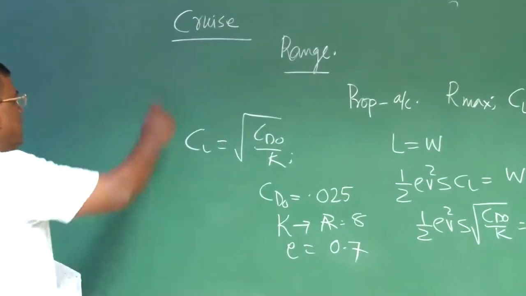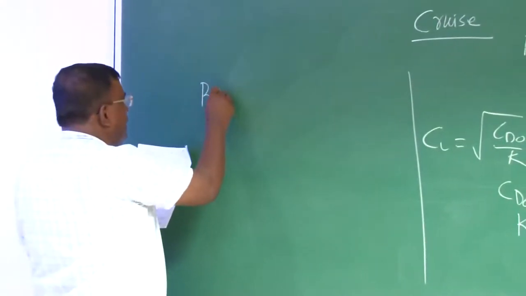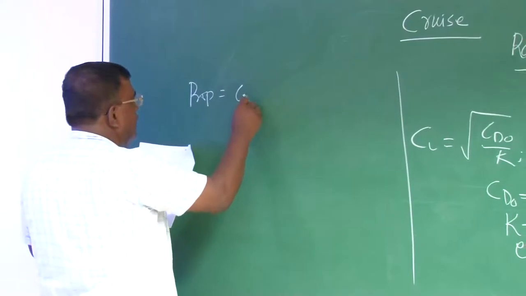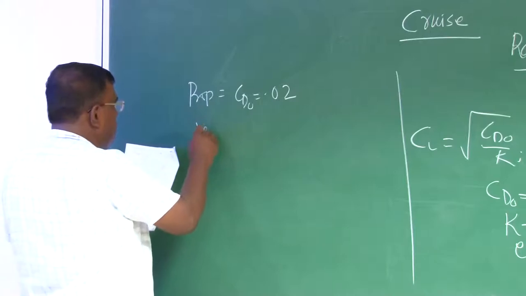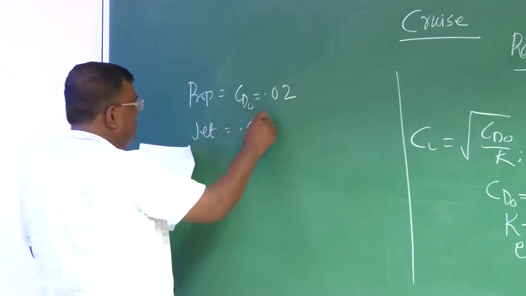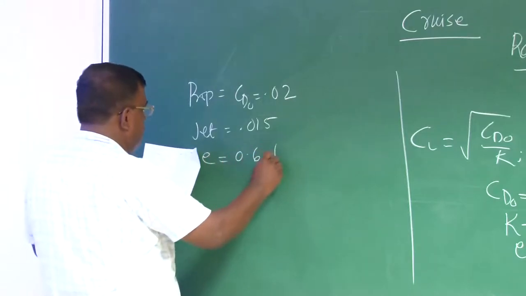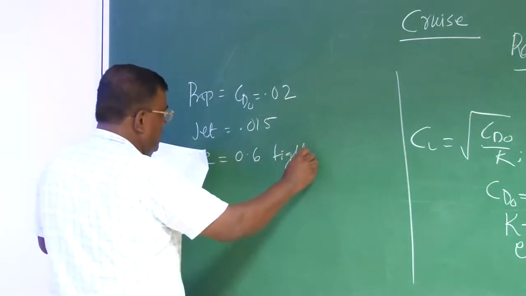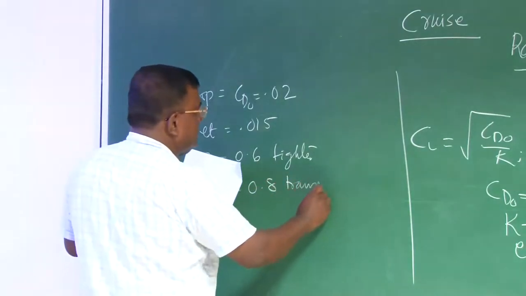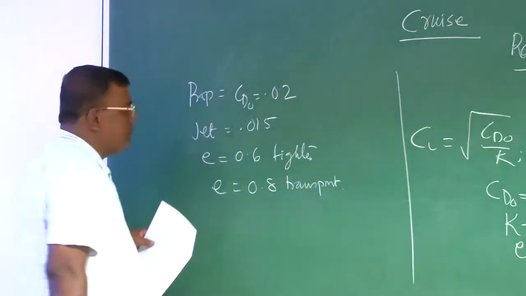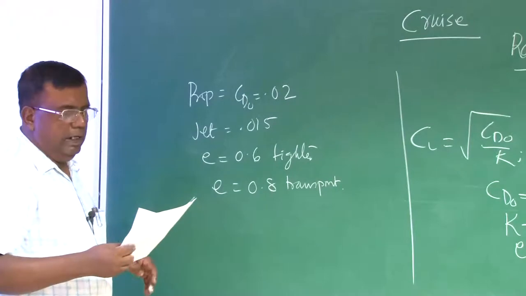But if you see some recommendations, you will find for a propeller driven aircraft, they are telling CD naught you take as 0.02, and for jet, it is 0.015. E 0.6 for fighter and E 0.8 for transport. So that gives you a fair idea about what sort of range we are talking about.